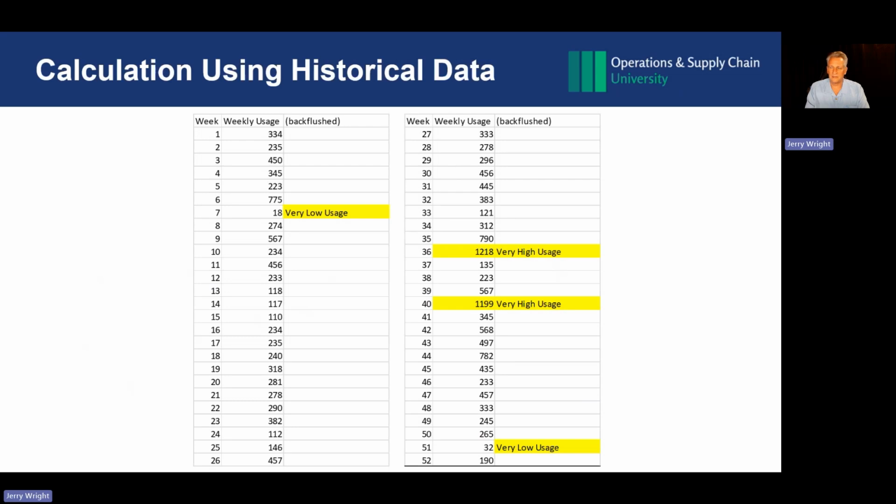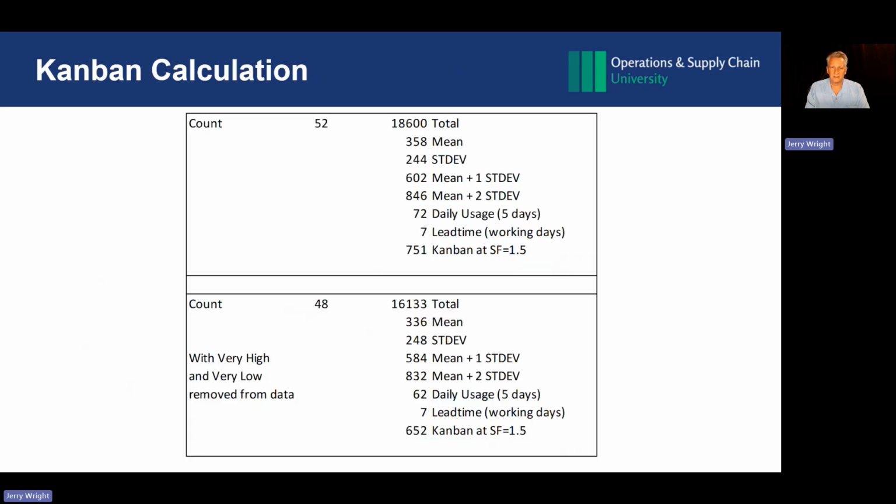So again, 52 weeks, here are the calculations. In my top section, I've got 52 weeks and 18,600 units total. You can see my mean or average is 358. My standard deviation, or my variation from the average, is pretty high at 244. A mean plus one standard deviation is 602, and a mean plus two standard deviations is 846. My daily usage based on 5 days is 72, and my lead time based on working days is 7.